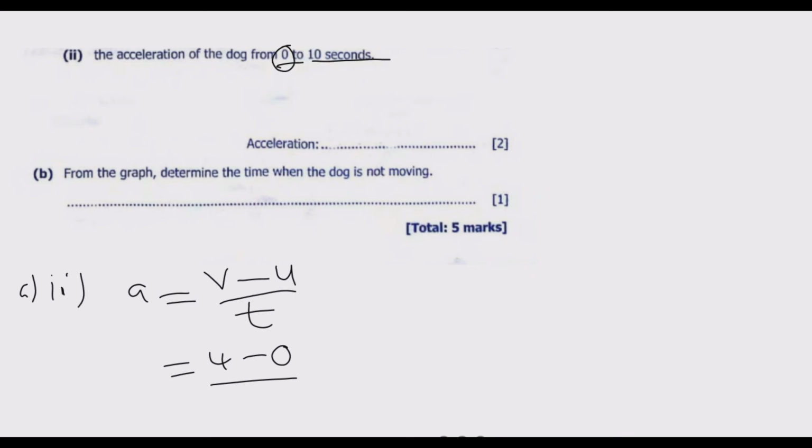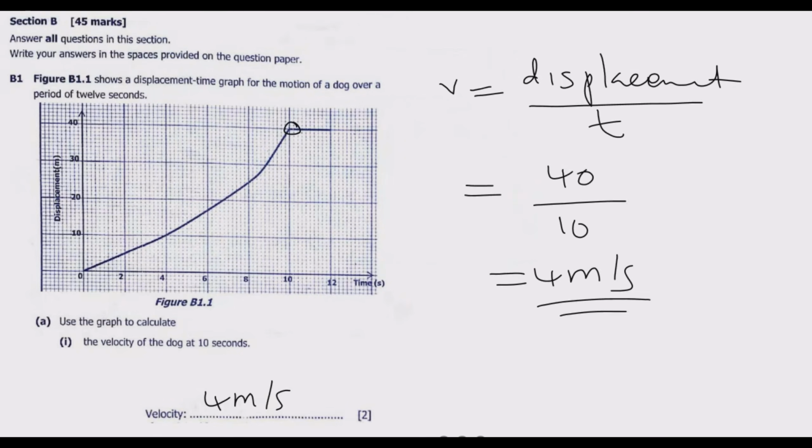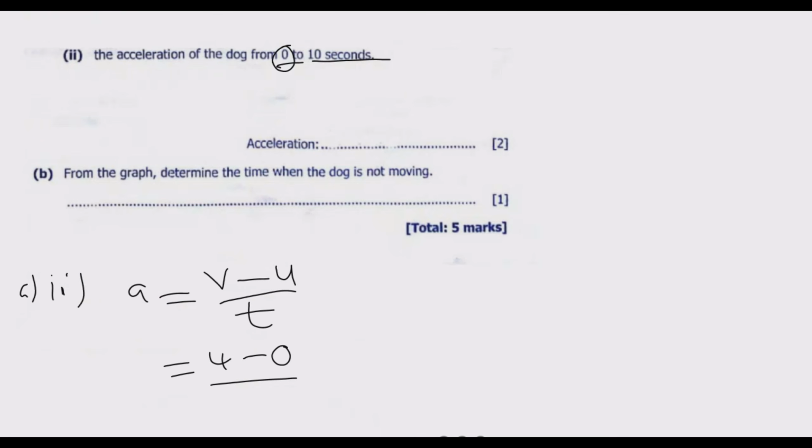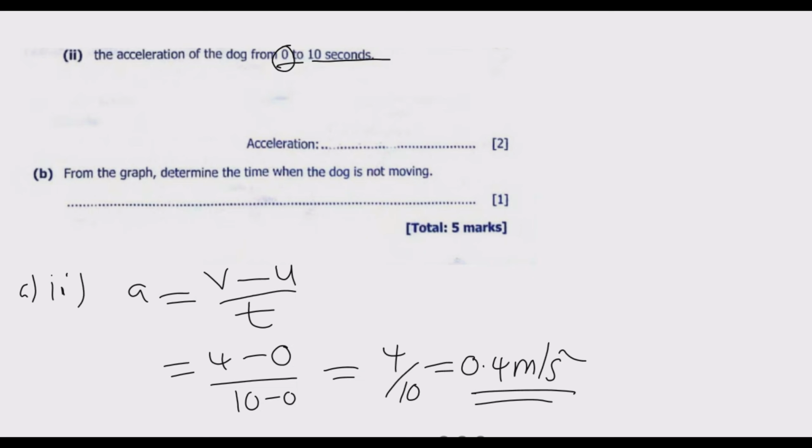The time is 10 seconds. Remember the displacement is 0 at the start, so the initial velocity is 0 because we are starting from rest. The final velocity is 4 meters per second, like we've done. Then time is the difference between these two, which is 10 minus 0, which is 10. So we divide by 10 and end up with 4 over 10, which is 0.4 meters per second squared as our acceleration.